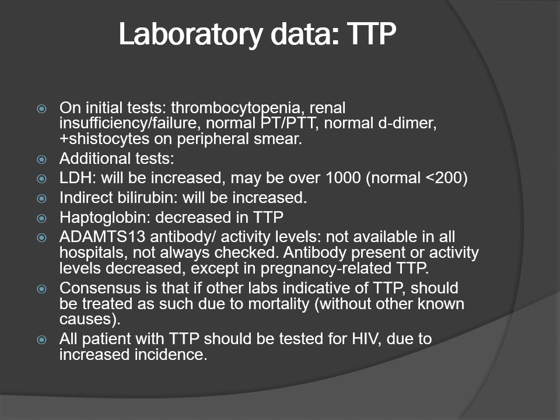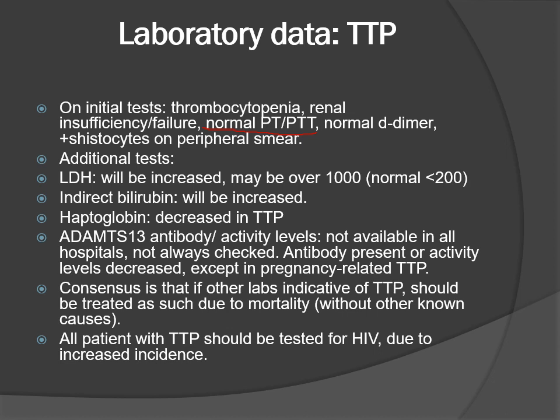So next we're going to talk about TTP. So again, on the initial labs with TTP, you're going to see thrombocytopenia, renal insufficiency or failure. Now, a key difference here from DIC is you have normal PT and PTT, specifically the PT. So that's really important. When you check those clotting times, if it comes back elevated, you're thinking this may be DIC. If it comes back normal, you really should consider TTP a little more.